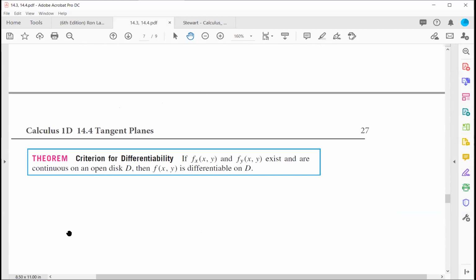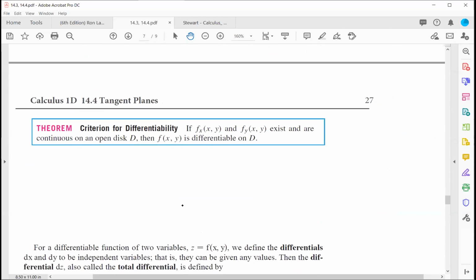Differentiability. We say that a function on a domain D is differentiable if the partial derivatives of the function exist and they are both continuous. A function f is differentiable on a domain, which is usually an open disk, if partial derivatives exist and both of them are continuous.